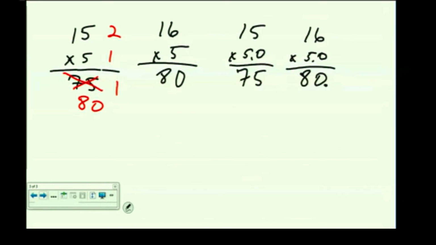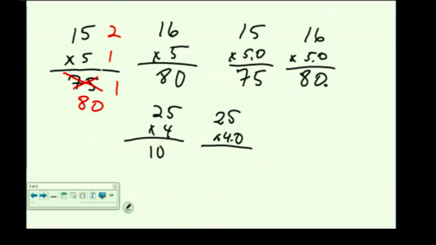Y'all ready for a harder one? What about this? What if I do 25 times 4 versus 25 times 4.0? What's the answer? What's 25 times 4? 100, isn't it? Okay. Both of them are the same, aren't they? One answer is right, one answer is wrong. Which answer is right? The first one.